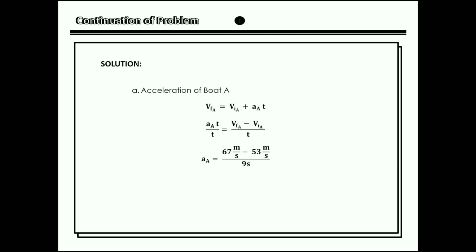first we solve for the acceleration of boat A using the formula v_f equals v_i plus a t. Divide both sides by t to cancel out t on the right side and get the formula a equals v_f minus v_i over t. Substitute the values, so the acceleration of A equals 67 meters per second minus 53 meters per second over 9 seconds, and the answer is 1.556 meters per second squared, which is the acceleration of boat A.